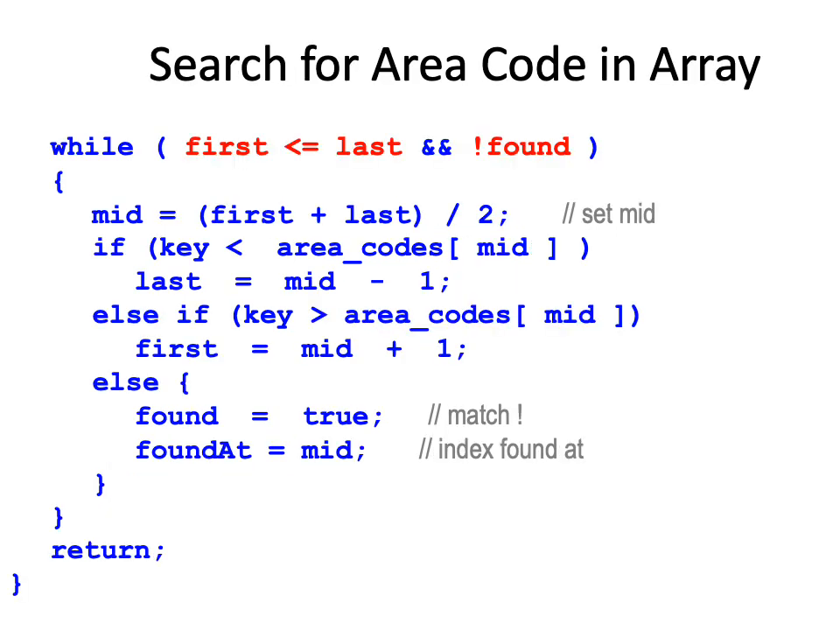Then here's the loop for that binary search function. While first is less than or equal to last and not found. So the first part here, the first red thing, first is less than or equal to last. That's saying basically, as long as first is less than or equal to last, that means that there's still work to do. We haven't found the key yet. We're still trying to narrow it down.